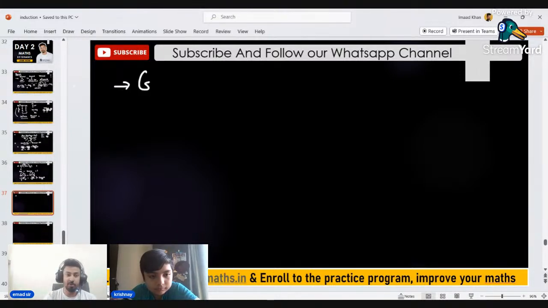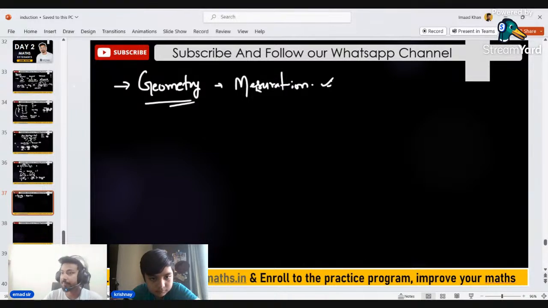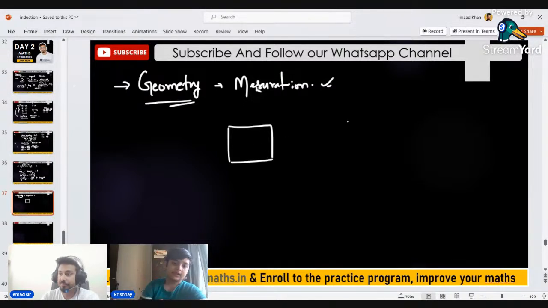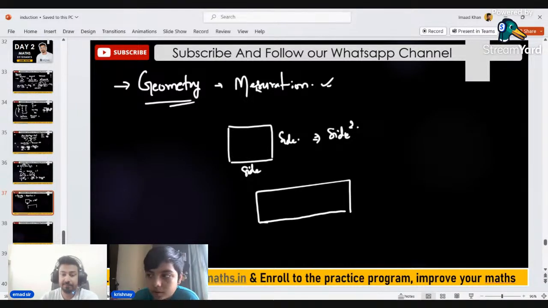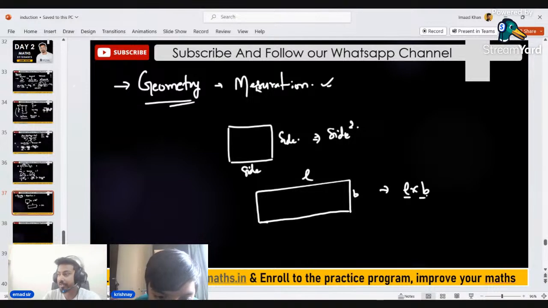Let's go to something next. Should we go to geometry basics? No, not geometry, mensuration. Let's see mensuration basics. Do you know what is the area of a square? Side square. And what is the area of a rectangle? Length into breadth.